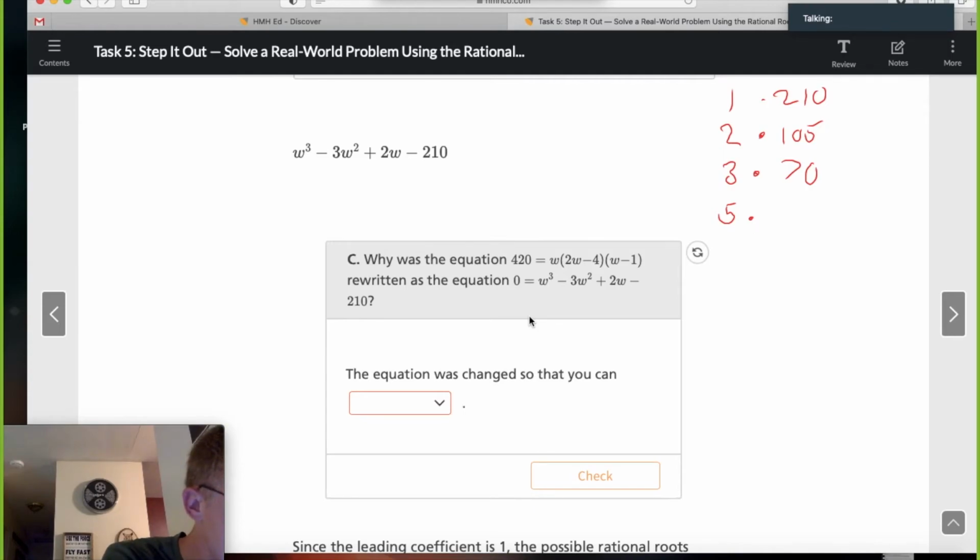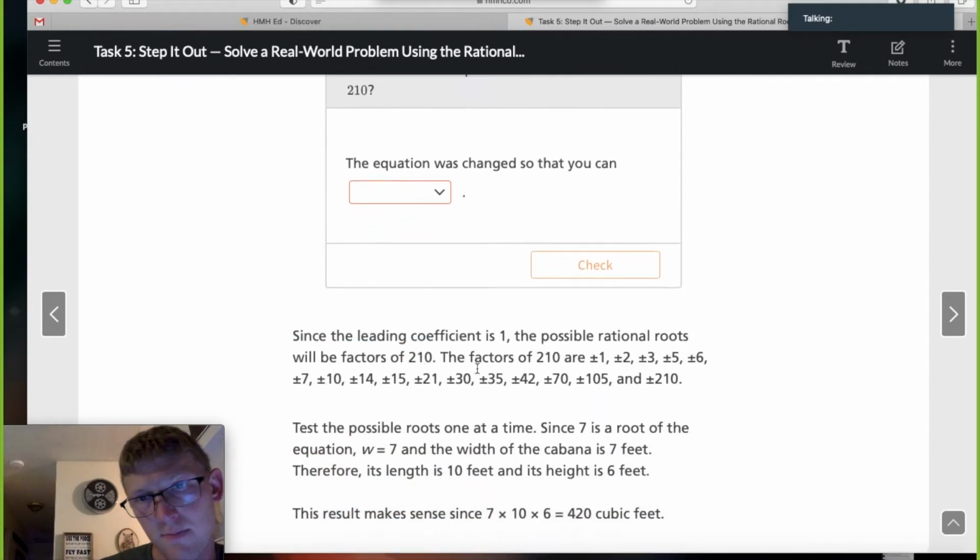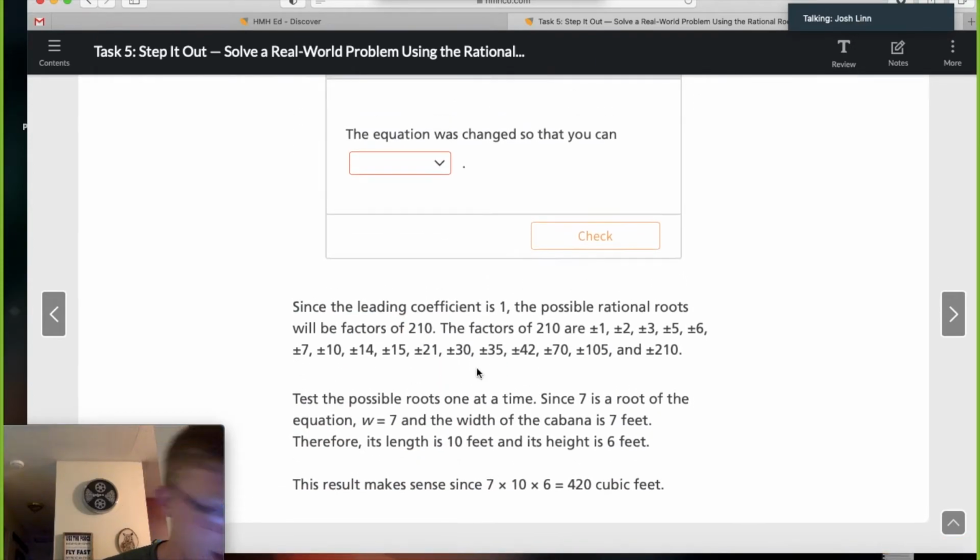5, 42, 6, 35, and so on and so forth. So again, they list them all out. Trying to save you guys as much time as possible, not watching me just do simple math or arithmetic.